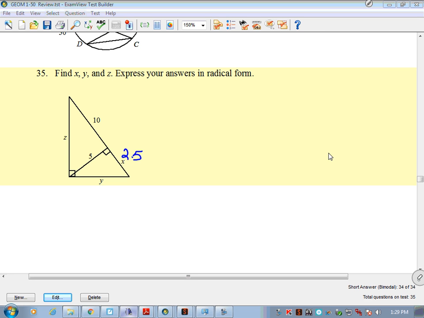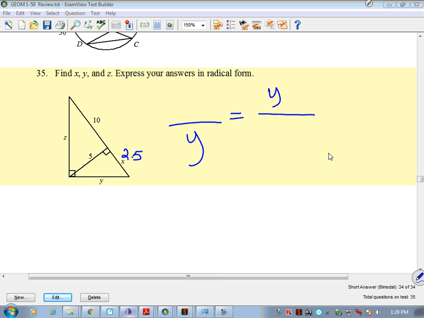What else do we know? We know that if the altitude is drawn on the hypotenuse of the right triangle, then the length of the leg is the geometric mean between the hypotenuse and the segment of the hypotenuse that's closer to that leg. So we can do that with y. Set y as the geometric mean.